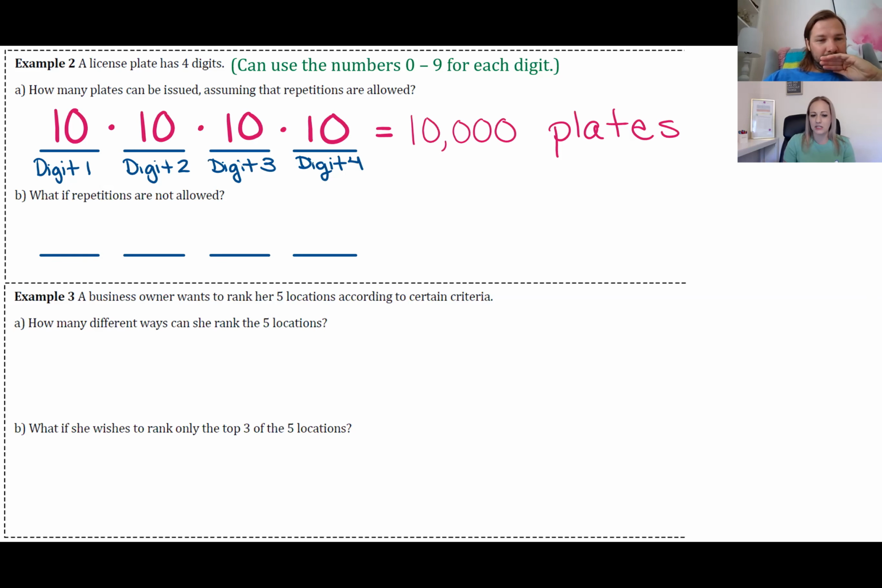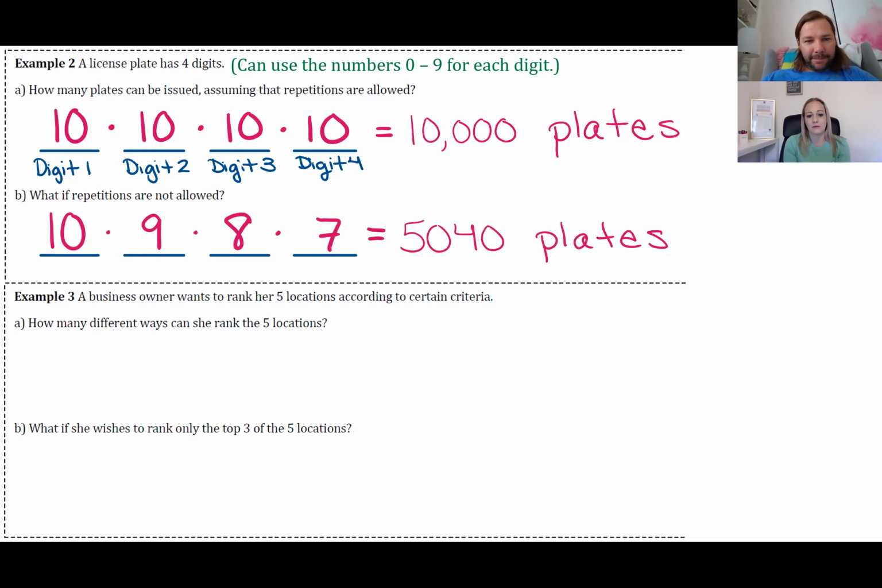Now, what if repetition is not allowed? Well, for that first digit, we still have 10 options. We have the numbers 0 through 9 that we can put there. But now that we've used 1 and we're not allowed to repeat it, we only have 9 options left for what can go in the second digit, and then 8 numbers for the third, and then 7 for the fourth. So we drop it down by 1 each time, and then 10 times 9 times 8 times 7 gives us 5,040 different plates.